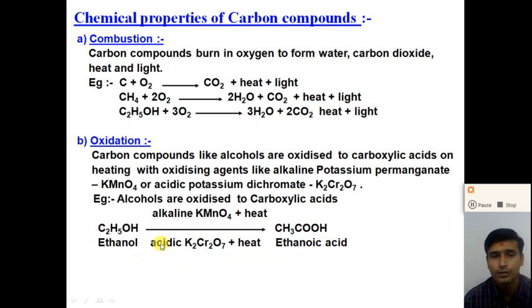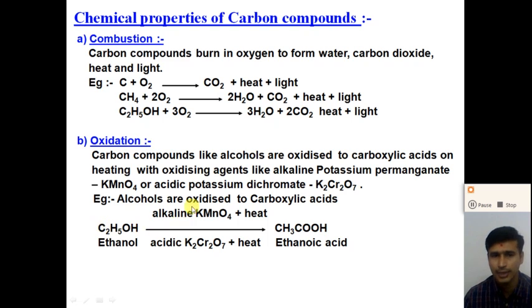So the alcohol group of the carbon compounds is oxidized in the presence of alkaline KMnO4 potassium permanganate or acidic potassium dichromate K2Cr2O7, and it forms ethanoic acid, or it converts into the carboxylic acid. Similarly, instead of ethanol, if we take propanol, it converts into propanoic acid, right?